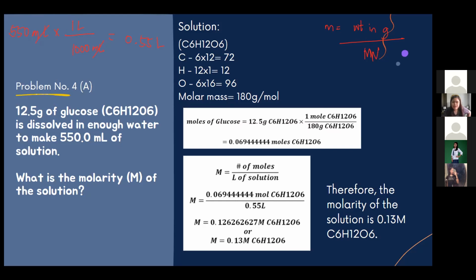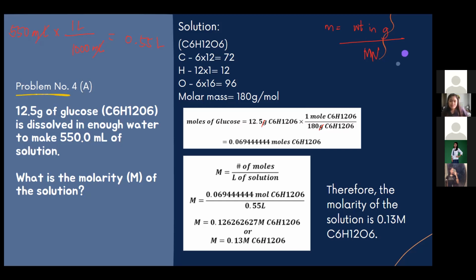But nevertheless, you can cancel the grams. You will be left with the moles. So 12.5 divided by 180 is 0.06944444 moles of glucose. If you got this, we can proceed with the molarity. Please, in the computation, you round off only the final answer. Please do not round off during the process so that our final answers will be more exact or more accurate.